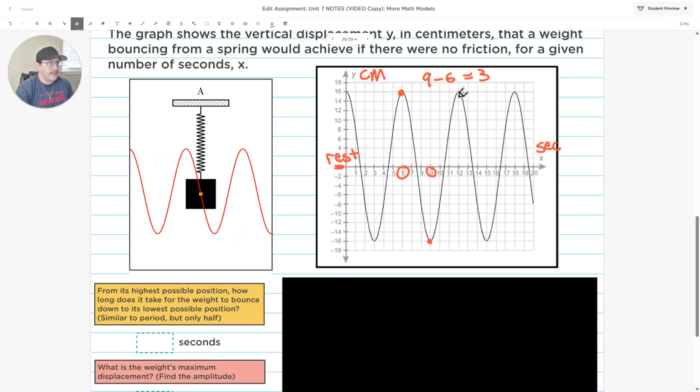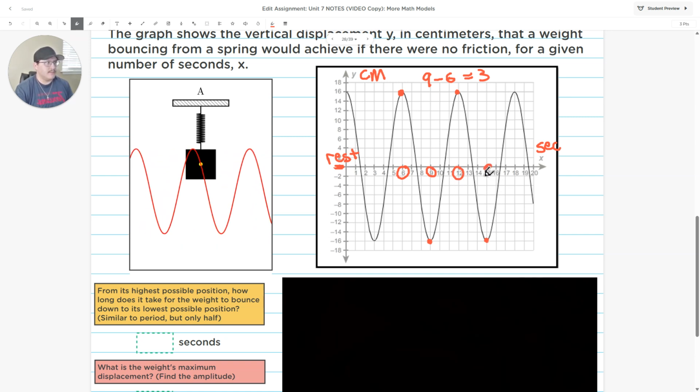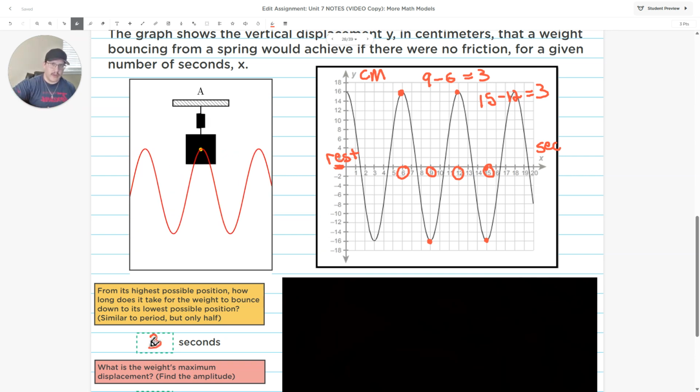If you want to do it at a different spot, you could do it at 12 and at 15, and subtract. 15 minus 12 is still equal to 3. So it takes 3 seconds to go from the highest point to the lowest point.